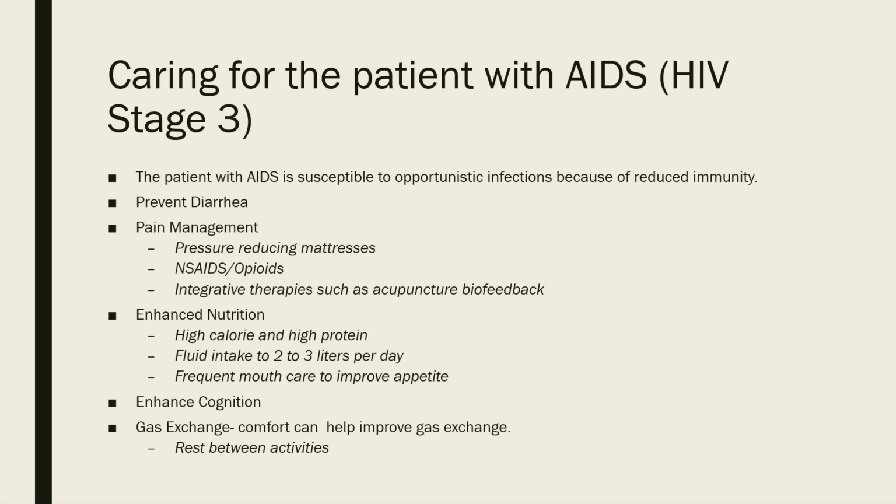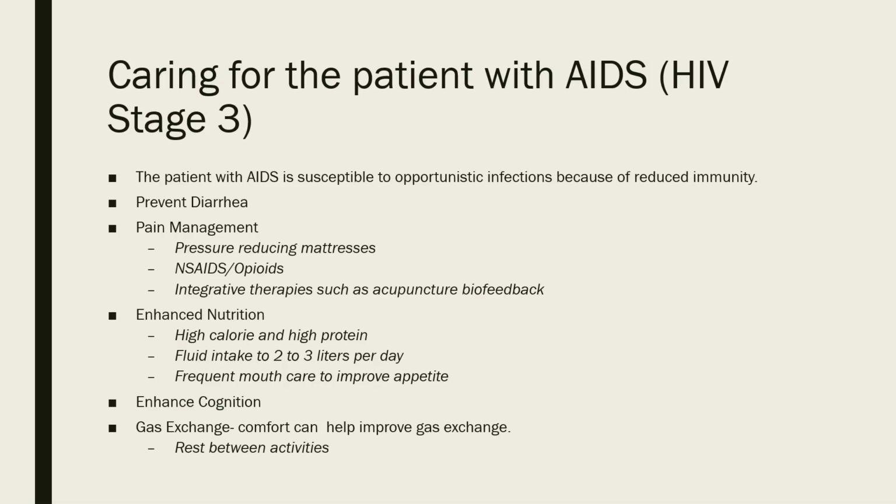Speaking of caring, caring for the patient with AIDS, again, this is HIV stage 3. The patient with AIDS is susceptible to opportunistic infections because of their reduced immunity. So one of the things we as the caregivers want to do is care for the patient with different nursing interventions to make sure that they are receiving the best care that we can provide. One of the first things we want to do in our nursing interventions is to enhance gas exchange.